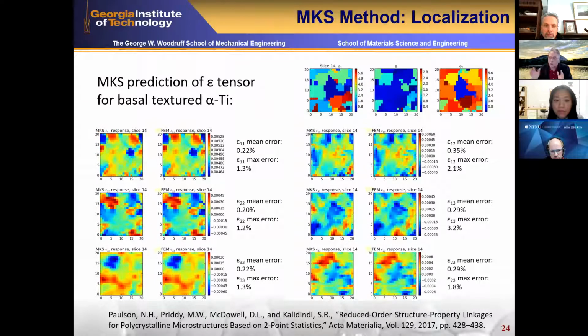I'm talking a factor of 20,000 speed up in the estimation of the local responses, the local cyclic plastic strain tensor and fatigue indicator parameters for microstructures. This is an alpha titanium scenario comparing in the left column this material knowledge system based on the Kroner methodology with the finite element case. The maximum errors are only 1% or 2%.